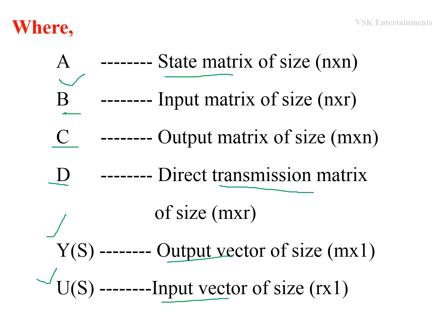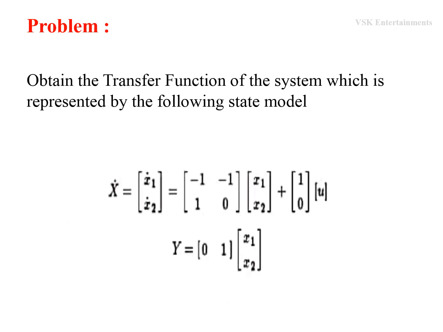Now we are going to discuss a small problem on obtaining the transfer function of a system which is represented by a given state model. Here the given state model is x dot of t, that is the state equation, and y of t, which is the output equation. By using these two, we are going to obtain the expression for the transfer function.